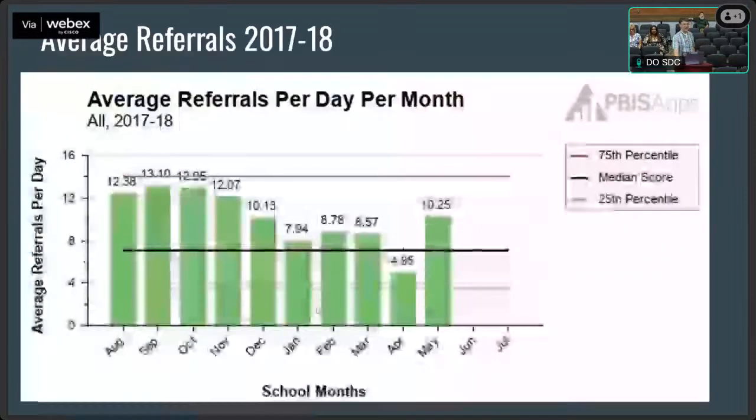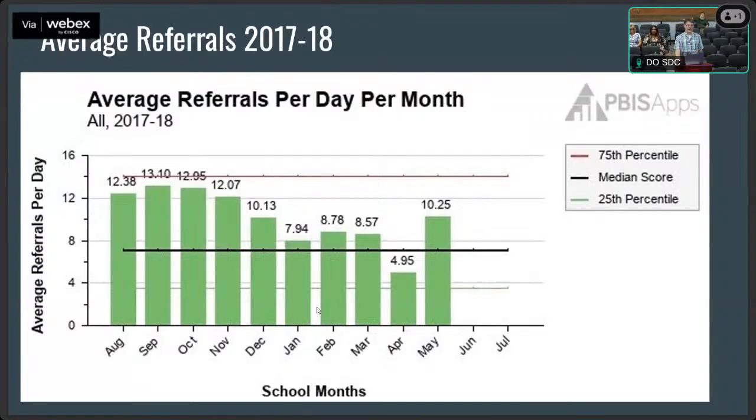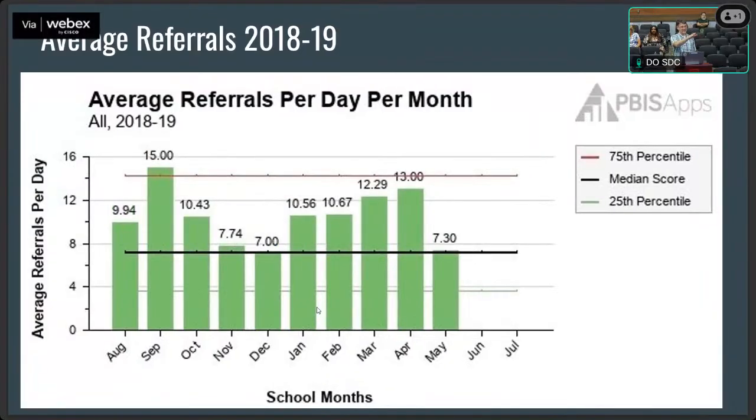Go ahead and go to the next one. So I'm going way back to 2017 here. I just want you to look on the left. You see where it says 0, 4, 8, 12, 16? That's average referrals per day. Okay. So I got to Barstow High in 2013, so I was here when this was going on. Go ahead and go to the next one. So it kind of goes up. It's still in the 16 range here in 2018.